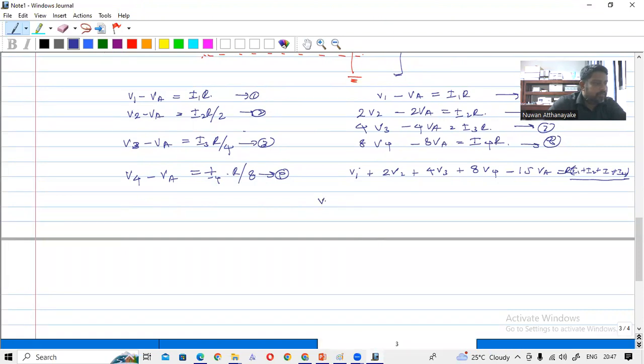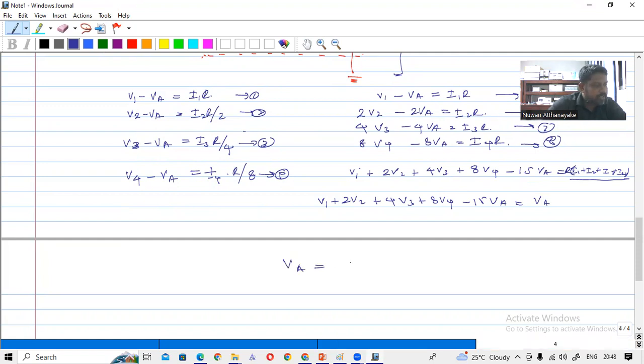So you can write like this: V1 plus 2V2 plus 4V3 plus 8V4 plus 15VA is equal to VA. So you have to get this to the other side. Then you will have 16VA is equal to this one. Okay, so VA is nothing but V1 plus 2V2 plus 4V3 plus 8V4, and it is divided by 16.